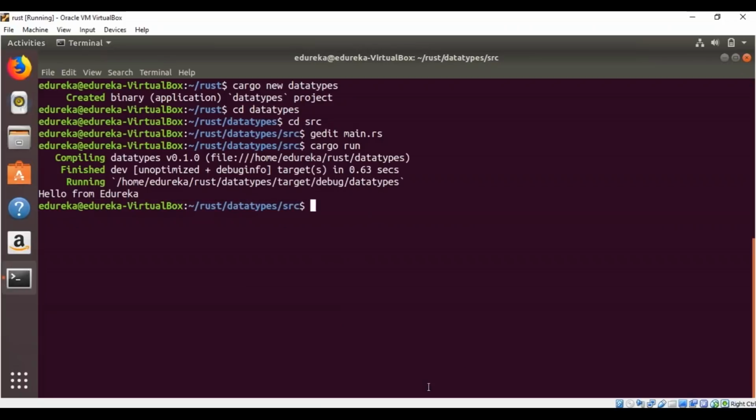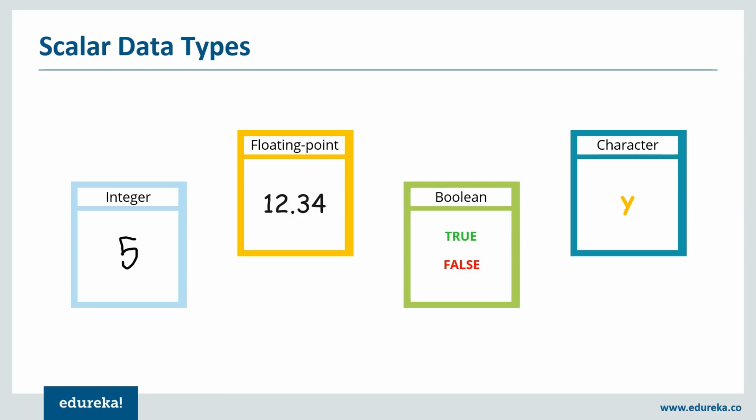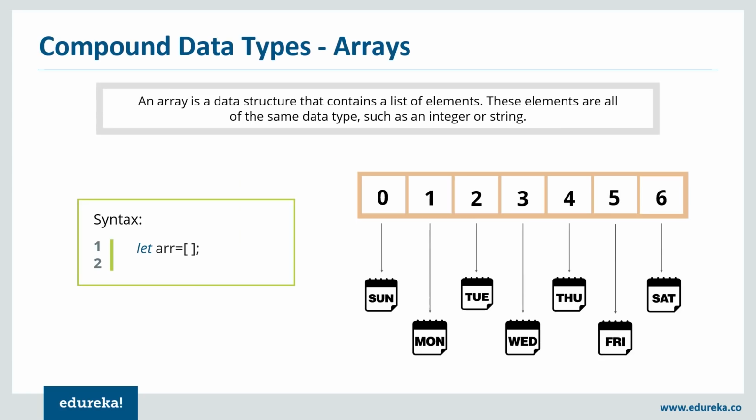Okay, so guys, I hope with that you're clear with scalar data types. Now let's move on to our next topic, which is compound data types. Under compound data types, we first have arrays. So what are arrays? An array is basically a data structure that contains a list of elements. These elements are all of the same data type.